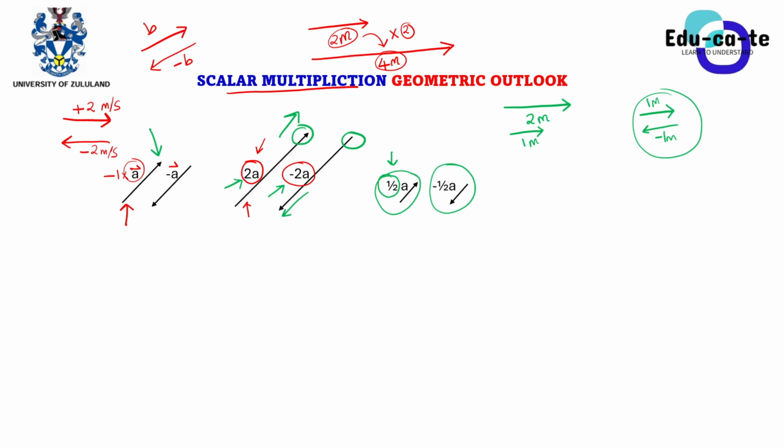But now the difference here is the direction. This is simply because we have multiplied half of a by negative 1. So multiplying it by negative 1 will basically change its direction. So this is basically how it looks geometrically.